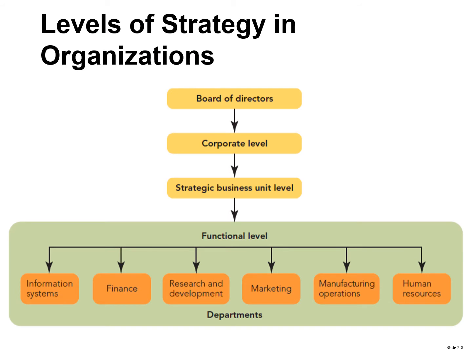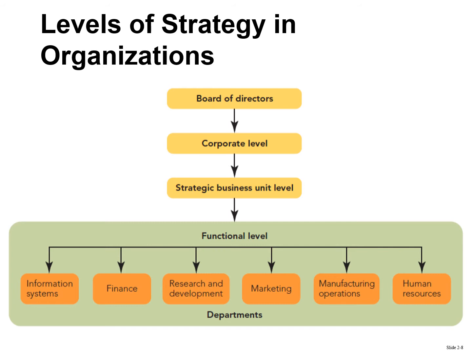Now, here are the levels of strategy in organizations. It starts with the board of directors, then comes the corporate level, then the strategic business unit level, and then we have the functional level where you'll see all those departments in an organization: information systems, finance, research and development, marketing, manufacturing operations, and human resources. So we're going to discuss these one by one.